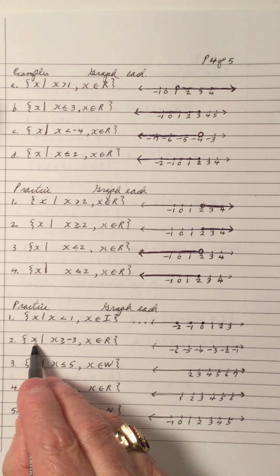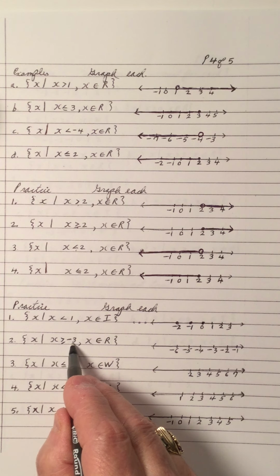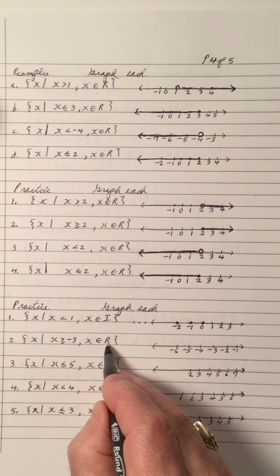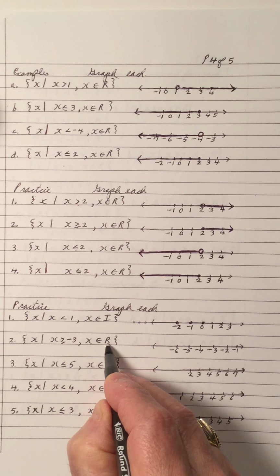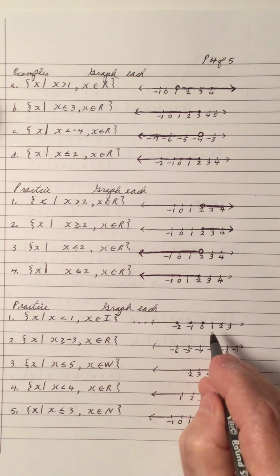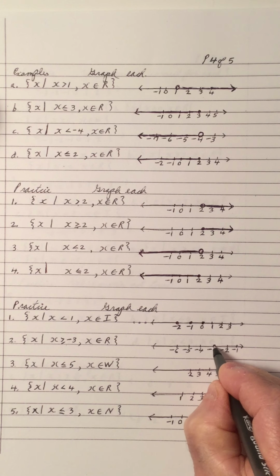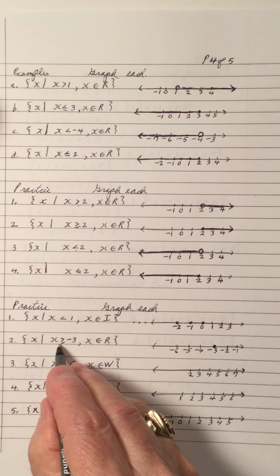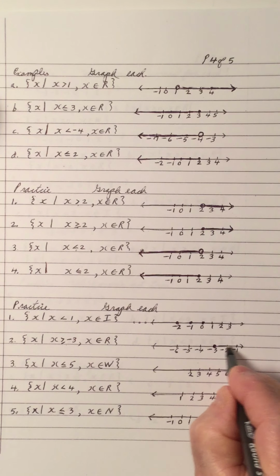Number 2, set of all x such that x is greater than or equal to -3 belonging to the reals. Reals is shading, so I start at -3. Yep, there's a solid dot at -3. And greater than is to the right, so I have to shade to the right.